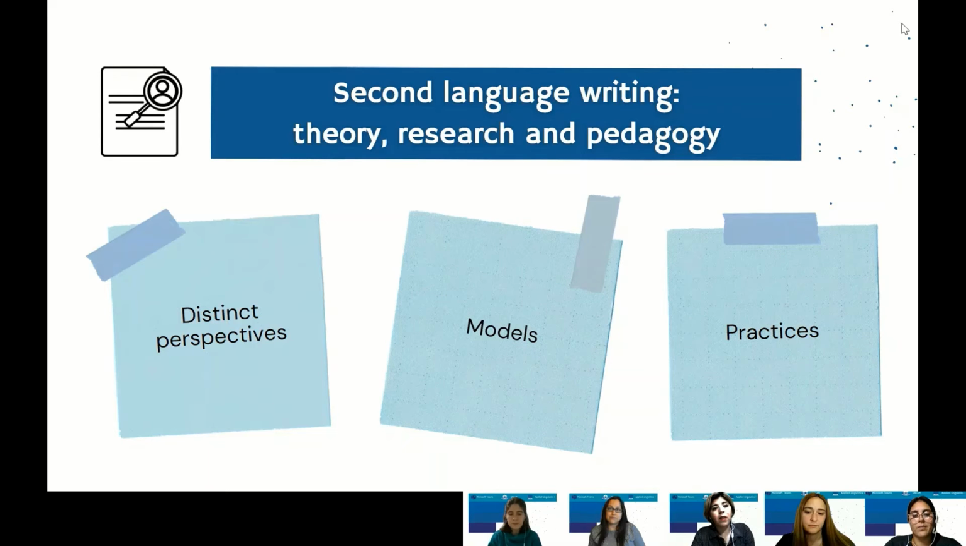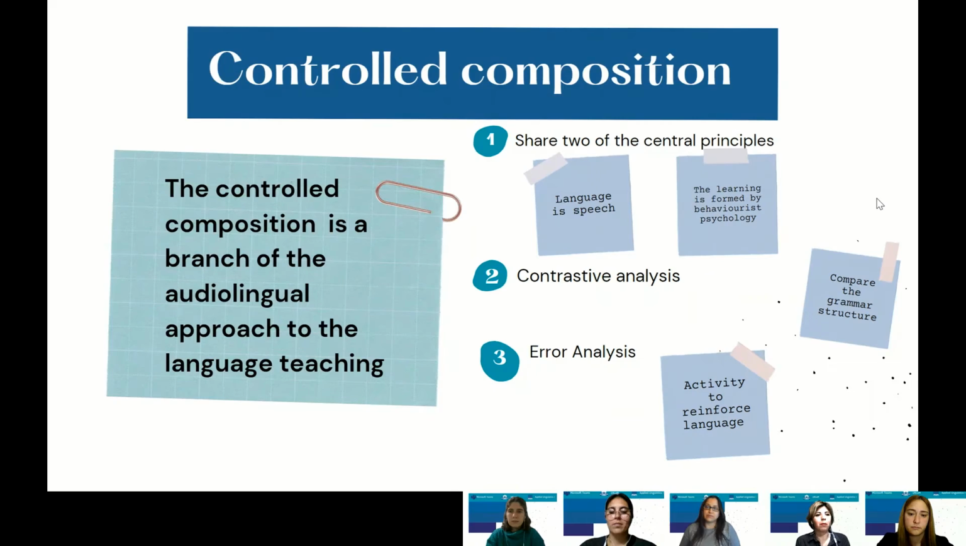The process evidence shows that second language writing requires diverse perspectives, models, and practice to create successful writing. Controlled composition is a branch of the audiolingual approach to second language teaching because both share two central principles. The first is that language is speech, and the second is that learning is formed by behavioral psychology.